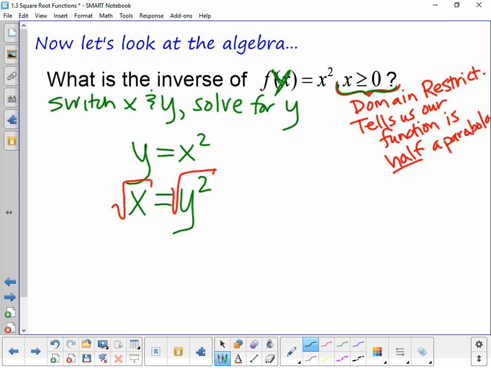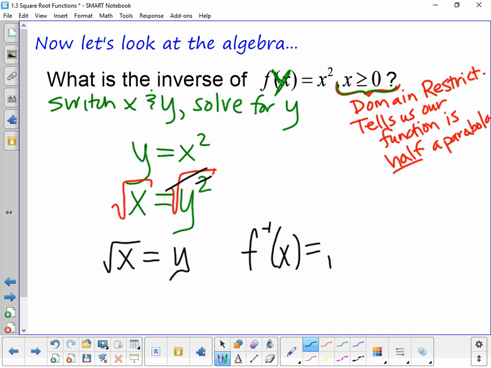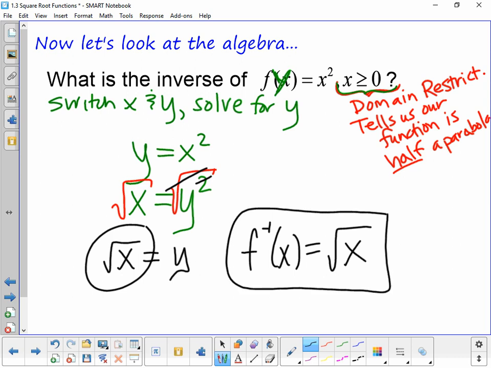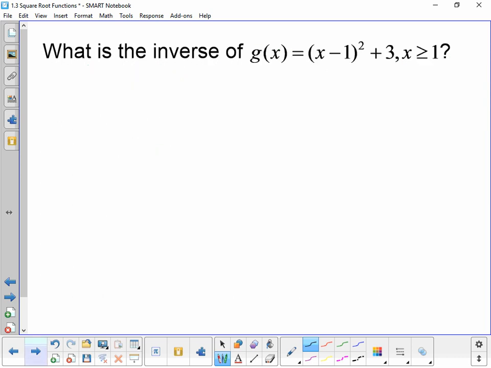Once we take that square root, on the left side we have the square root of x, and on the right side that reduces to just y. The squaring and the square root sort of undo each other. And so this is our inverse function. f inverse of x is equal to the square root of x. Here's our inverse. So for the function f of x equals x squared, the inverse function is f inverse of x is the square root of x. Let's try another one of those, a little bit more complicated.